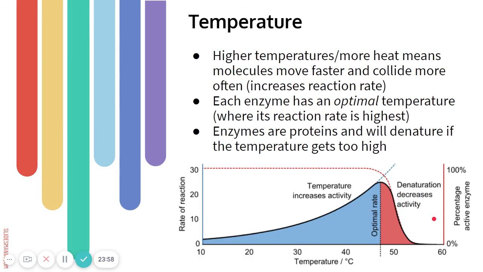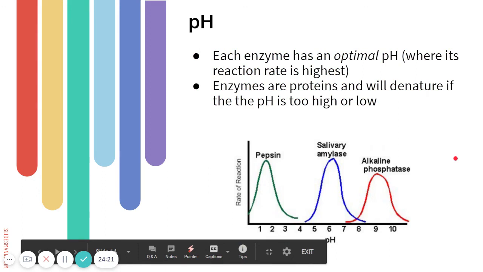This is going to be a little bit different for different kinds of enzymes and especially different kinds of organisms. If you think about bacteria living near heat vents or something like that, their enzymes are going to have a much higher optimal temperature than, for example, what we would have. So different organisms and different enzymes can have different optimal temperatures. And then this is the last slide.